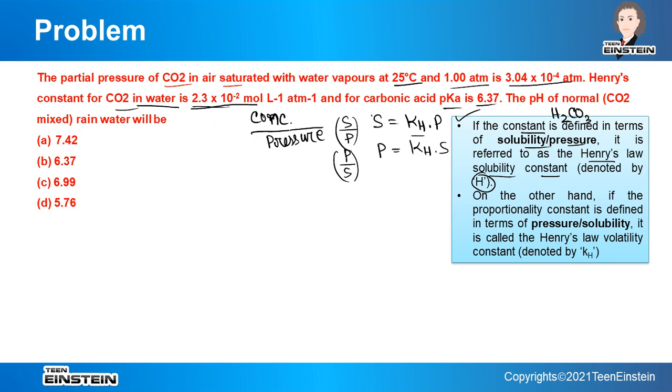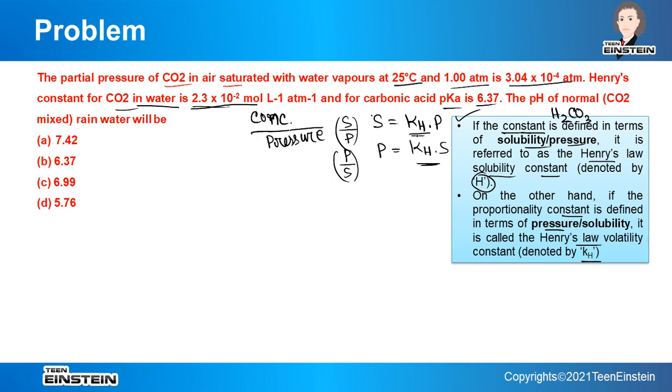It is not mentioned whether it is capital H or kH. Okay, but it should actually be H. And this is also a proportionality constant, that is, the relationship between S and P is proportional, but the proportionality constant you can put either on the pressure side or on the solubility side. So when the proportionality constant is pressure by solubility, that is the second case, the corresponding constant should be called Henry's law volatility constant, and now it is kH.